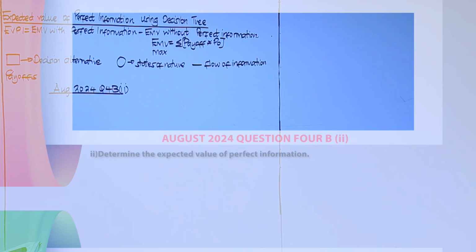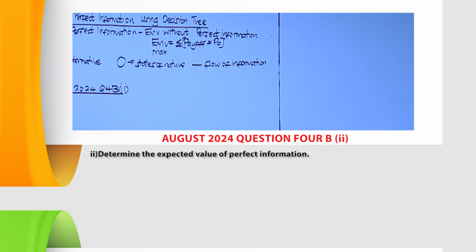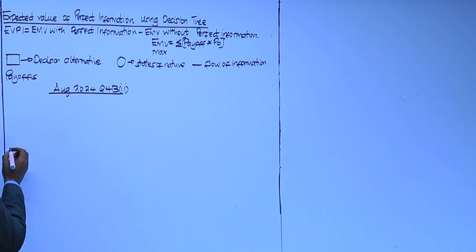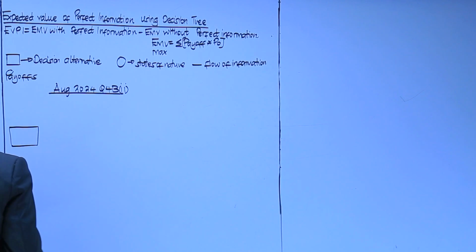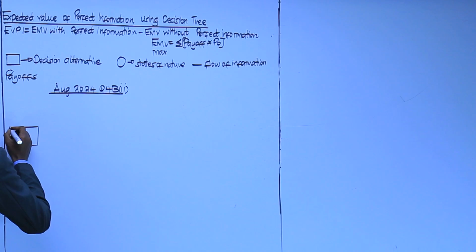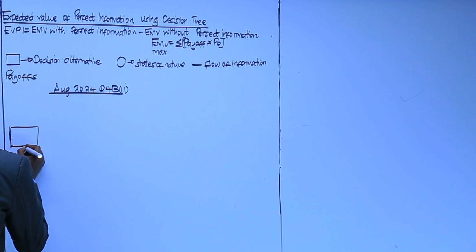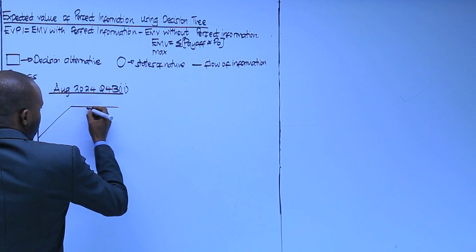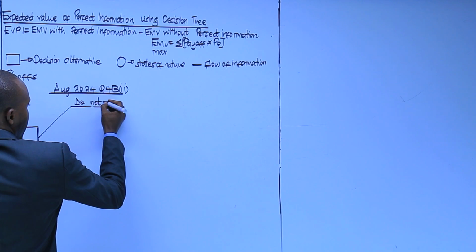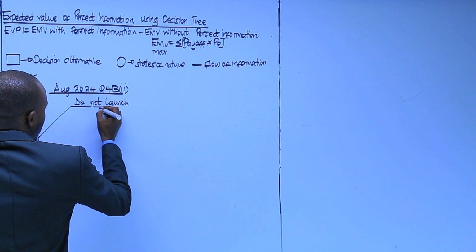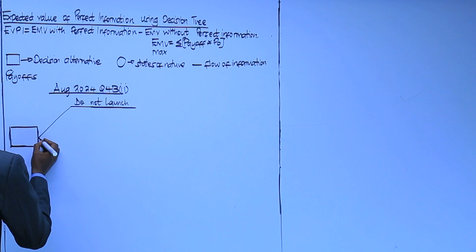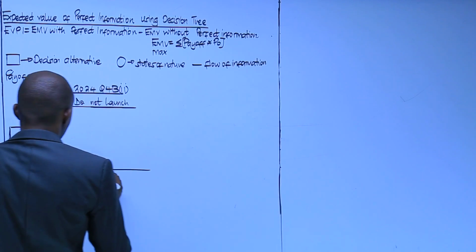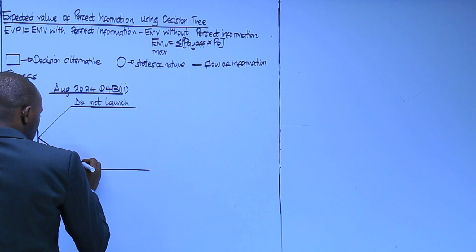And they want you to determine your expected value of perfect information, but we want to use a decision tree approach. So you're going to have that as your alternative. Your decision is either you're going to launch a new course or not. So you either do not launch a new course, in fact, it is a new course, not a new product, or you launch it.